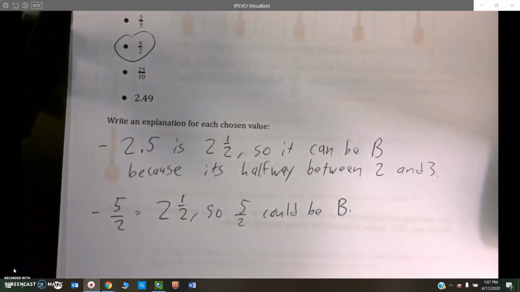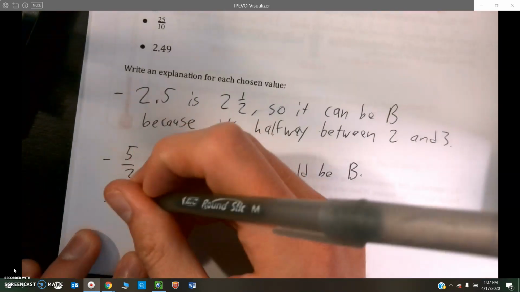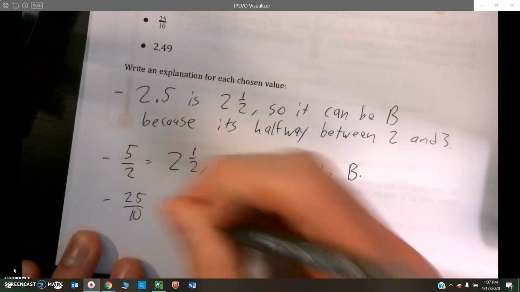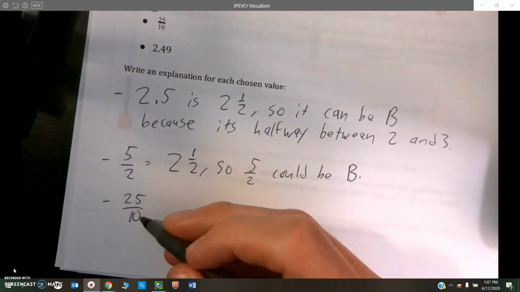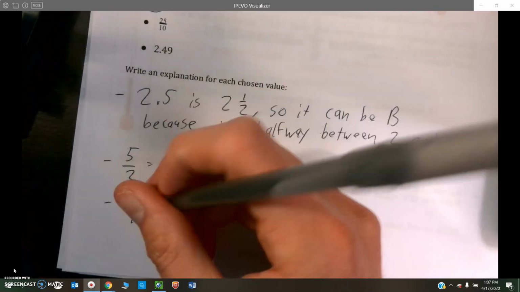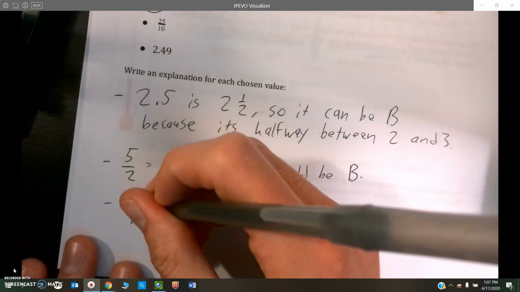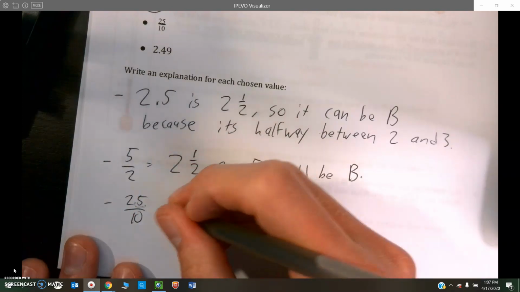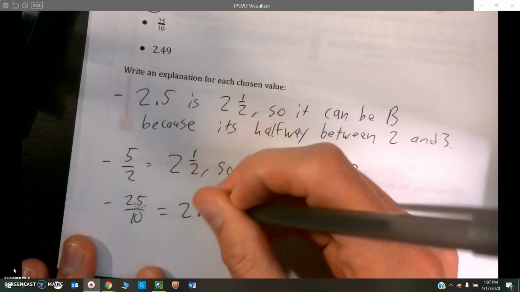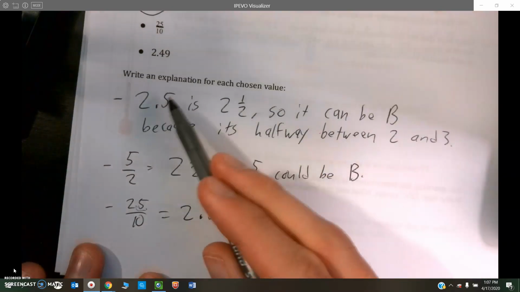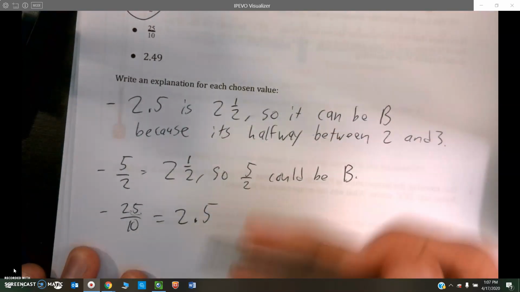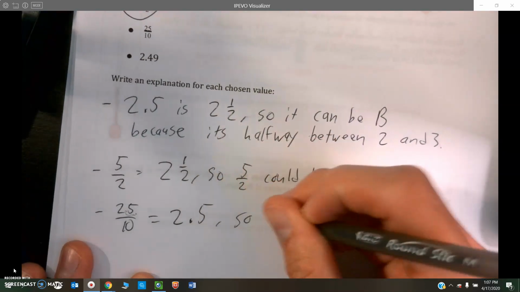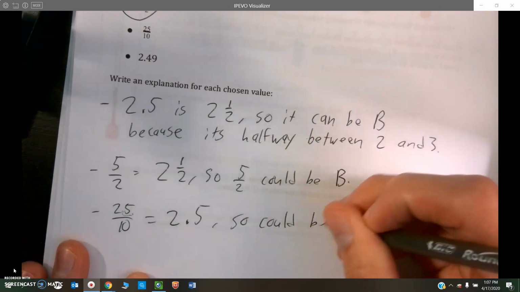25/10. All right, so once again, that's another fraction. We also know that fractions are division. And if you ever divide a number by a base 10 number, that just means that the decimal place needs to move 1 place over. So 25/10 is actually the same thing as 2 and 5/10, which we already stated is the same thing as 2 1/2. So this could also be B.